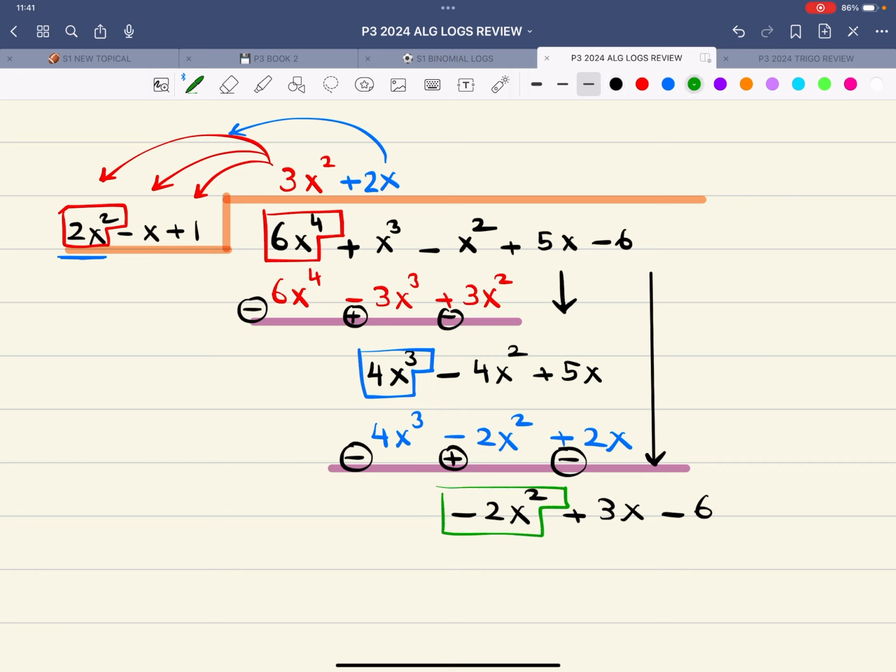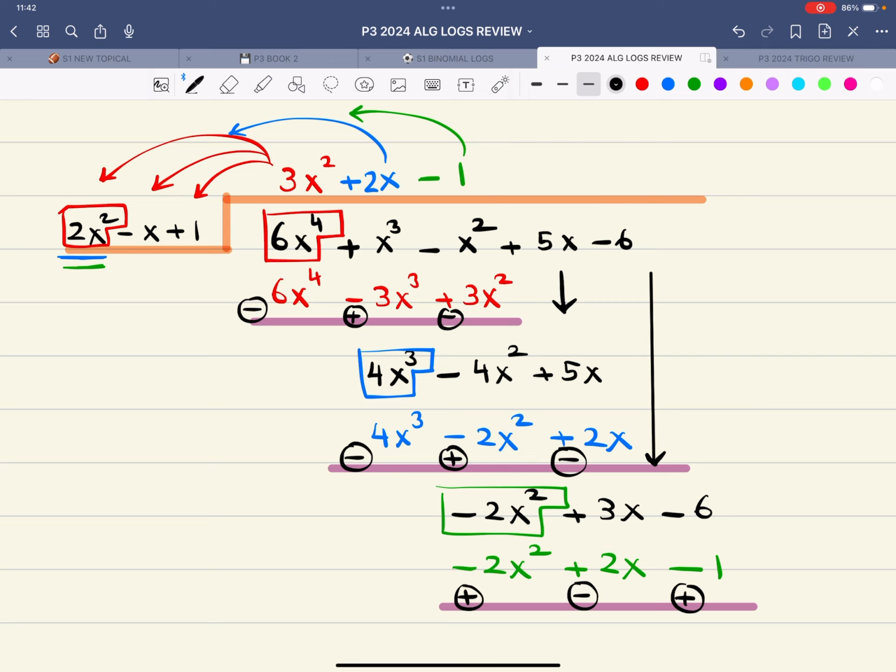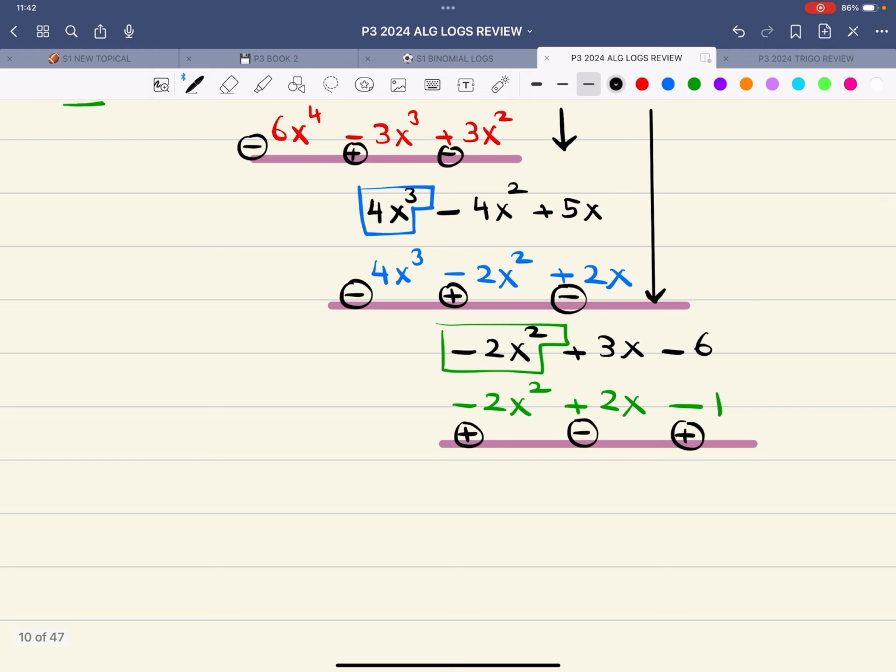Negative 2x square over 2x square, that is negative 1. Now again multiply in the same manner, that is negative 2x square. And this negative and negative, that is plus 2x, and negative 1 into 1, that is negative 1. Again draw this line, change the sign, which is positive, which is negative, which is positive. So 3 minus 2, and this is 5 minus 2 is 3, 3 minus 2 is x, and minus 6 plus 1 is minus 5.